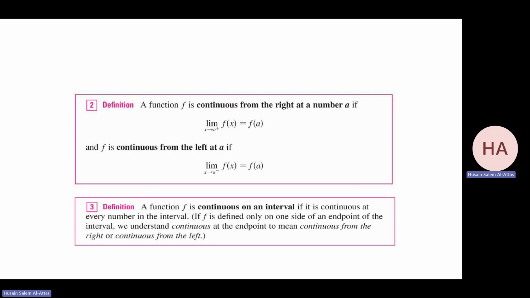A function is continuous from the right, as we said, if the limit as x goes to A from the right is equal to f of A. And continuous from the left if the limit as x goes to A from the left of f of x is equal to f of A. We say a function is continuous on an interval if it is continuous at every number in the interval.